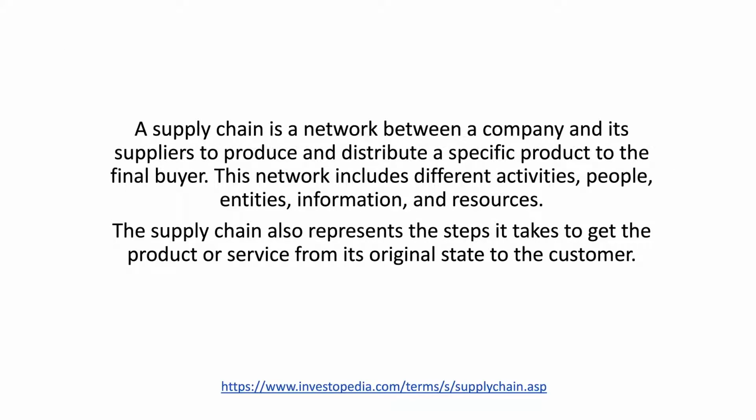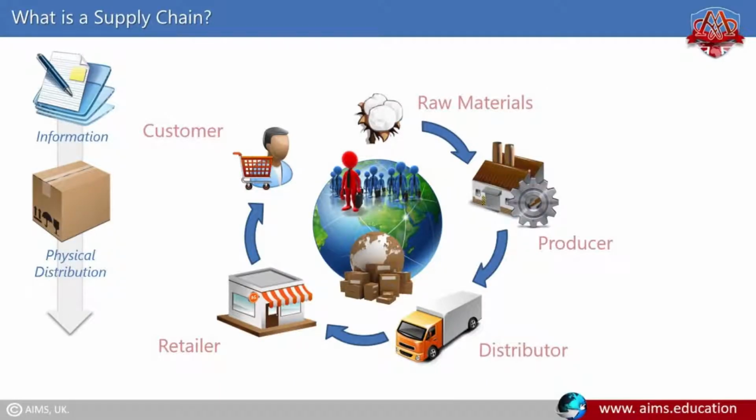So in case you haven't already watched the first two videos, let's go over a quick definition of supply chain. A supply chain is a network between a company and its suppliers to produce and distribute a specific product to the final buyer. This network includes different activities, people, entities, information, and resources. The supply chain also represents the steps it takes to get the product or service from its original state to the customer. So we think about everything that we buy at a store has a supply chain associated with it, and there's multiple entities and multiple stages involved with that. Whether you're buying an iPhone or a bag of apples, there's a supply chain associated with it.